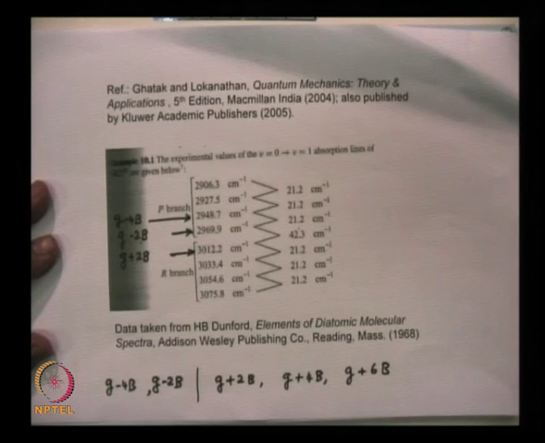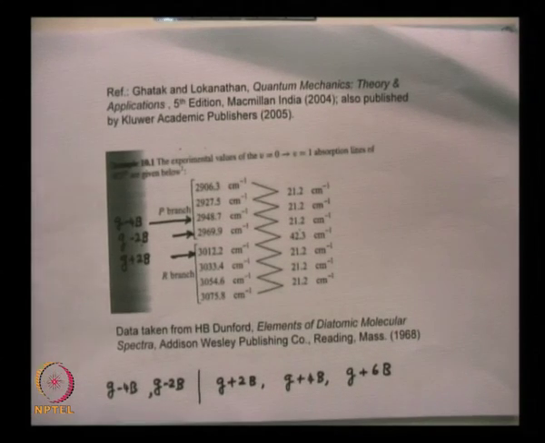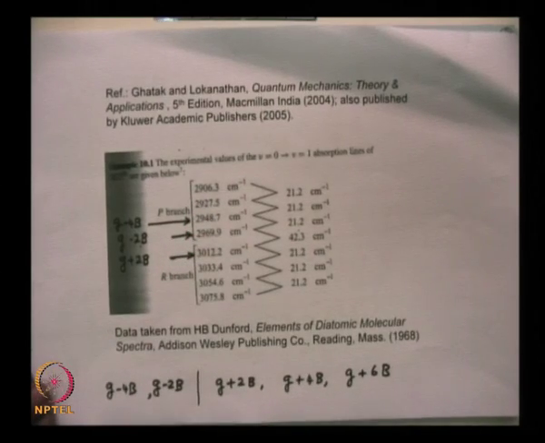So, the data is actually taken from H.B. Dunford's book. Now, the very fact that you have equally spaced lines proves the validity of our theory that the diatomic molecular spectra can be explained by assuming a simple Hooke's law type of force between the two atoms, and that the vibrational distance rho, you remember we defined the symbol rho for r minus Re, is small compared to Re. So, the very fact that the experiment shows equally spaced lines for the diatomic molecular spectrum validates the theory that we have developed.